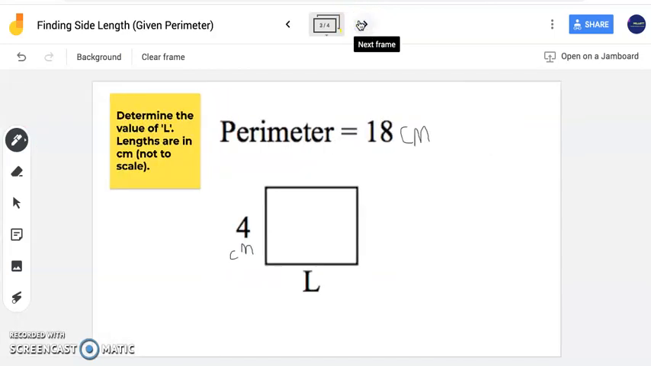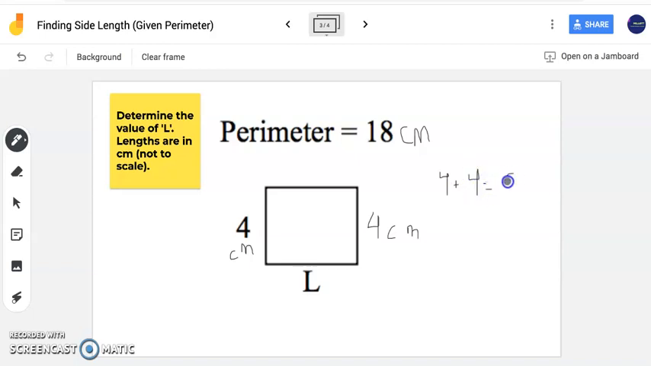Now let's try another one. Notice same directions. This figure is not drawn to scale, and we're representing the lengths are in centimeters. We have a given perimeter of 18 centimeters, and we have one side length of 4 centimeters. Since this side is 4 centimeters, right away I'm going to label the opposite side as well as 4 centimeters. So now I have 4 plus 4, which is 8. So that means half of my rectangle, the perimeter, is 8.